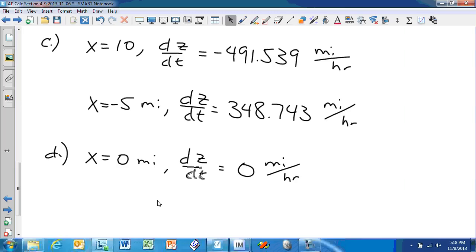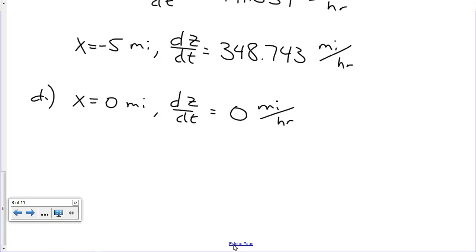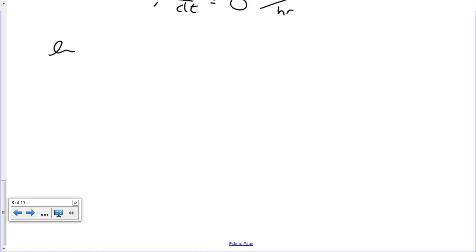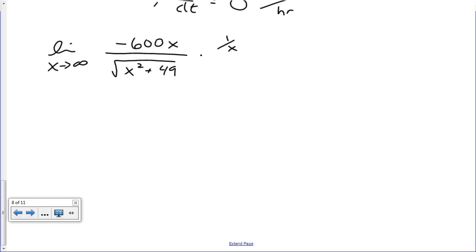In fact, we can check that here to verify it. Let's just find the limit of this thing. If we take the limit as x goes to infinity of our function, the derivative function, dz/dt, negative 600x over the square root of x squared plus 49. When you're dealing with a limit that goes to infinity, many times multiplying by 1 over x or 1 over x squared is actually a really nice thing to do, because 1 divided by infinity is 0. So if I can have things like that show up in the problem, those are pretty nice to work with. So let's see what happens here.